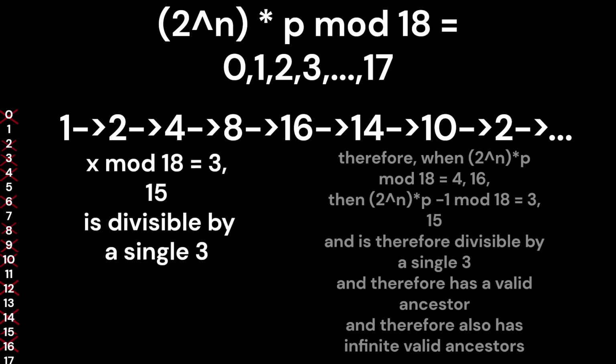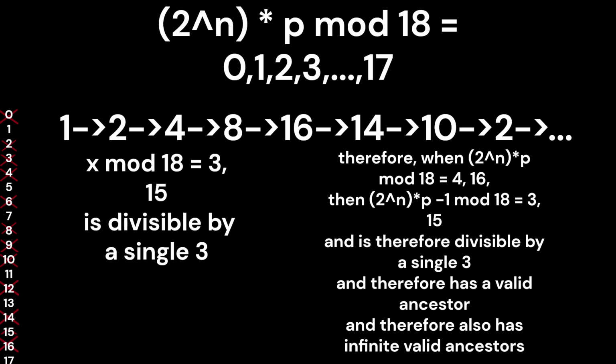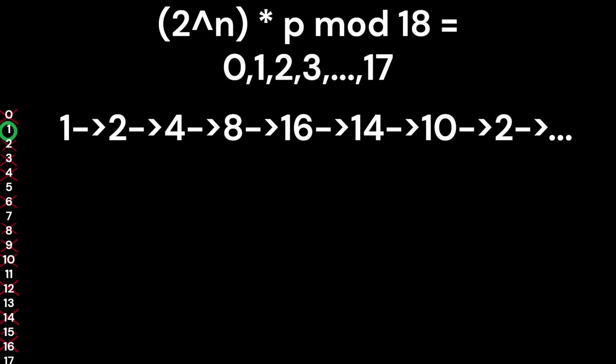Therefore, in this infinite loop, every time we reach the number 4 or the number 16, then when we do the subtraction by 1, the resulting number must be exactly divisible by a single 3, and therefore a valid ancestor. So when we start mod 18 is equal to 1, we know that there will be infinite ancestors of such a prime factorization. Now let's talk about 2.